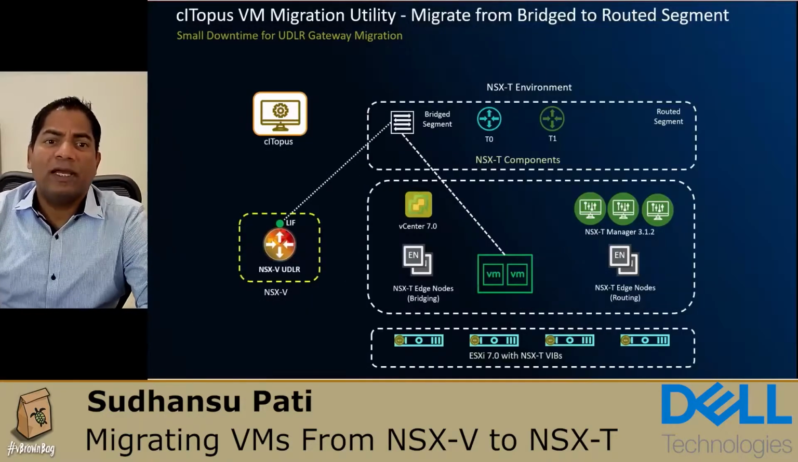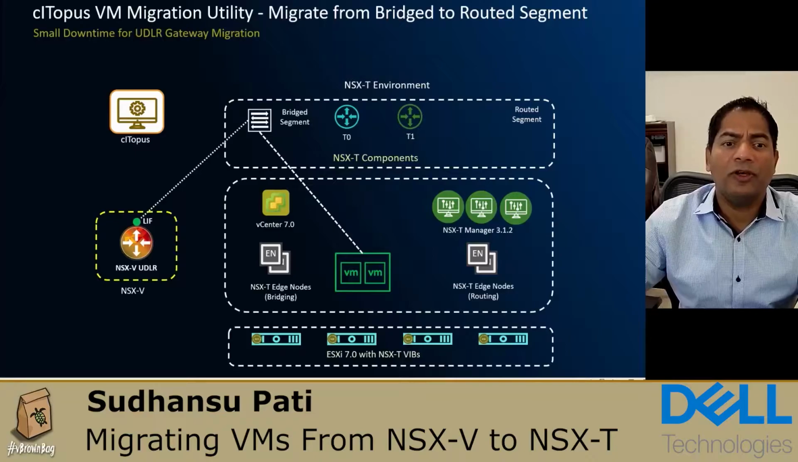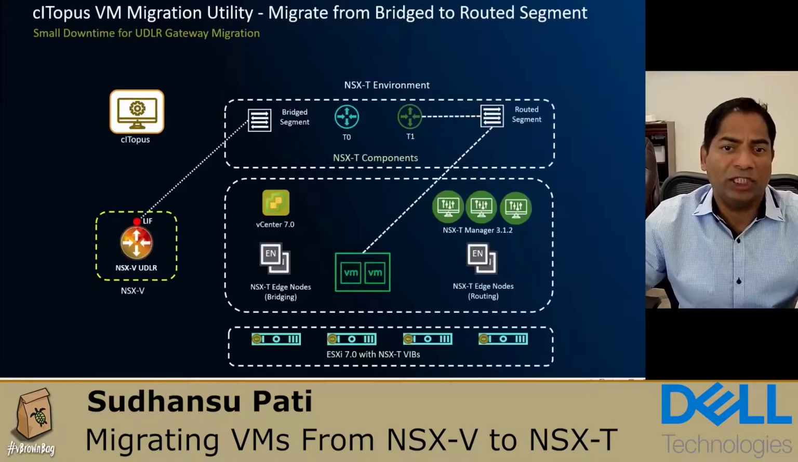This first approach I explained is useful when you want to do a non-disruptive virtual machine migration from V to T, and that's something I'm going to do a demo of today. Once you're done with that, you're entering step 2. You're still providing your layer 3 services through the universal distributed logical router or the distributed logical router. So now you can take these virtual machines from the bridge segment to the routed segment and turn off the logical interface of the universal distributed logical router. Yes, there is a lot happening there, but cITopus will make this process fully automated for you.